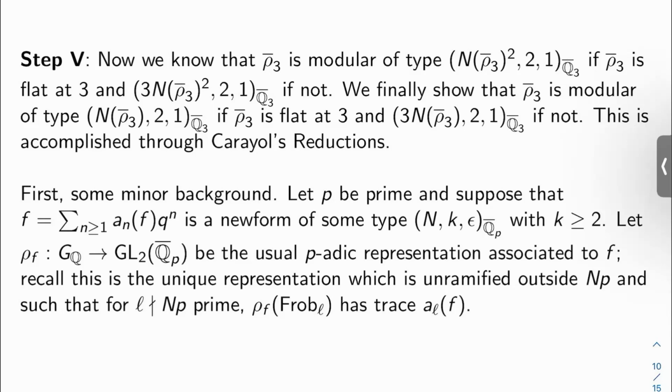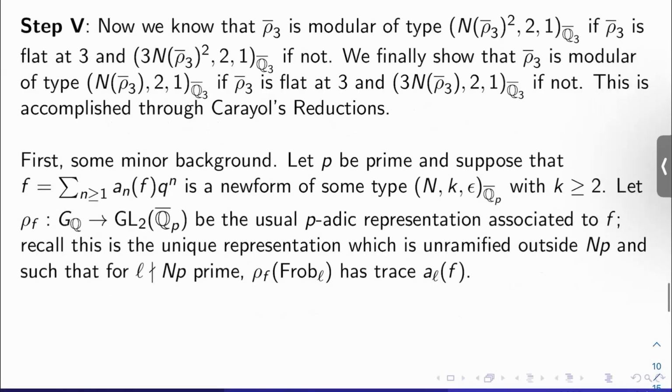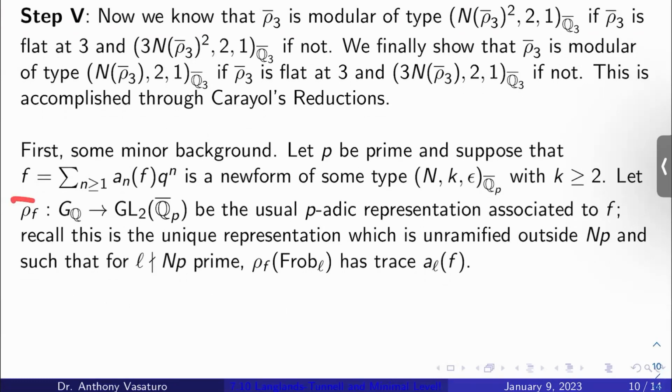So to prove step 5, to finish, some minor background. Let P be a prime and suppose that F, with Fourier coefficients a_n(F), is a newform of some type (N, k, epsilon) over Q_p bar with k at least 2. Let rho_F be the usual p-adic representation associated to F.